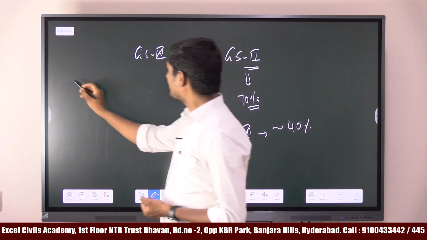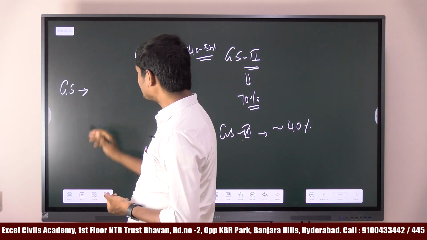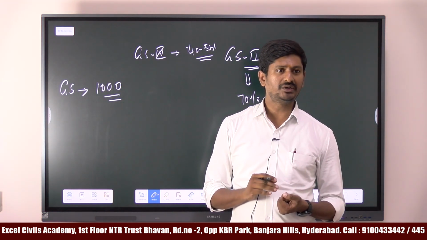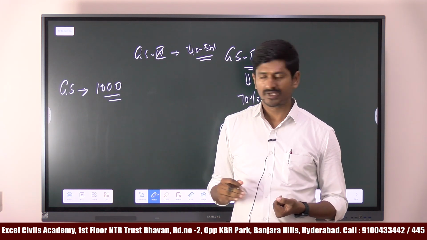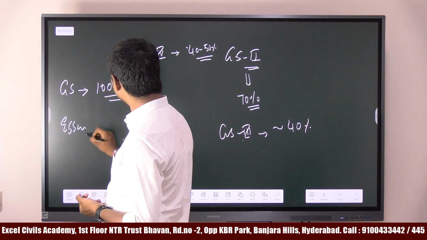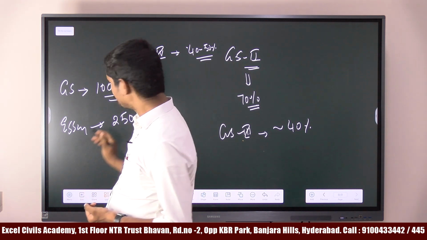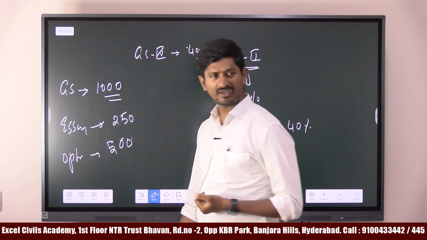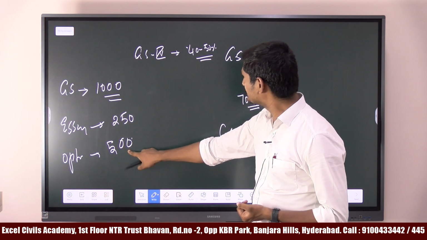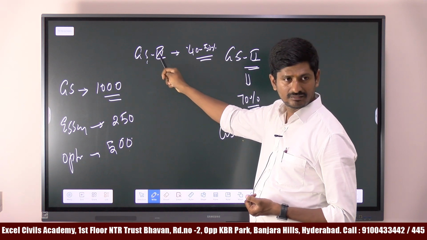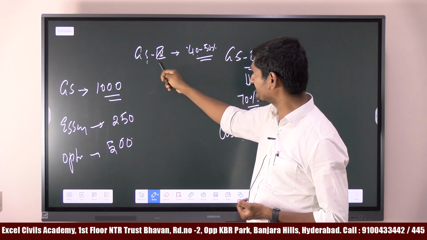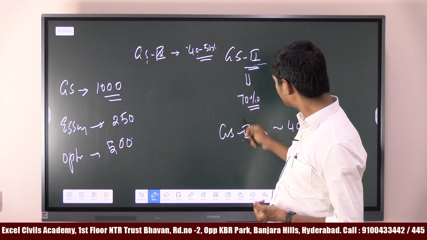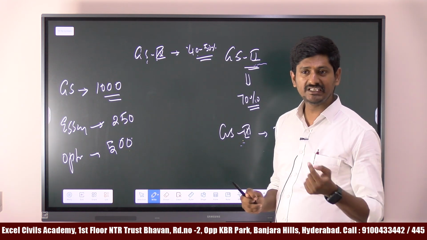So if you look at the general studies marks, how many would the entire marks be? 1000 marks, 250 into 4. Essay has how many marks? 250 marks, and the optional has 500 marks. If you focus on this 500 marks, what is the advantage? The syllabus coverage will be 40 to 50% of GS paper 4, 70% of GS paper 2 and 40% of GS paper 3.